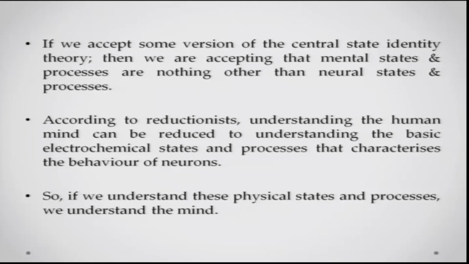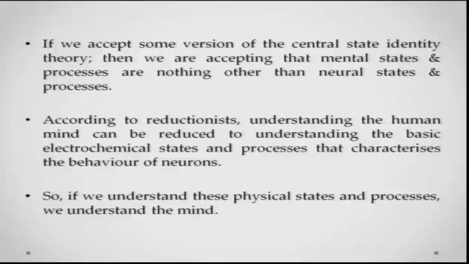So if we accept some version of the central state identity theory, the fact that mental events and neural events are related, then we are accepting that mental states or processes are nothing but these neural processes. A particular neuron fires, that leads to a particular kind of memory or feeling, happiness or sadness. Now, you remember this can be a rather strong position to take, and there are doubts and debates about it. This kind of explanatory stance is called reductionism.